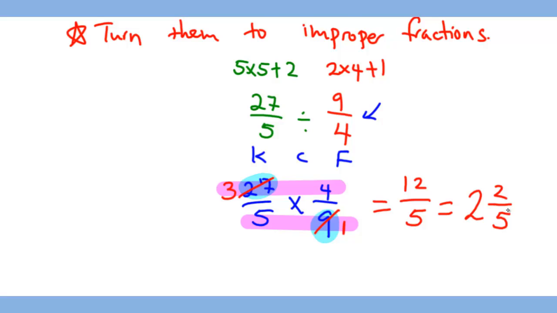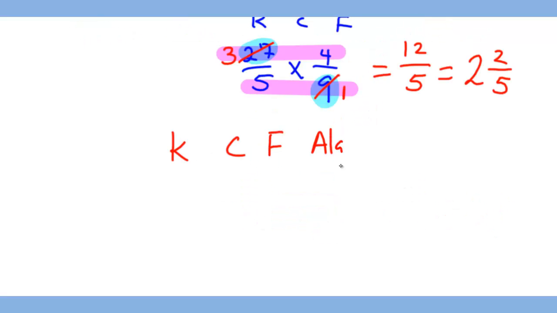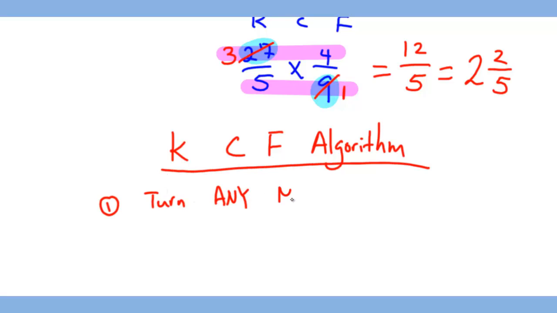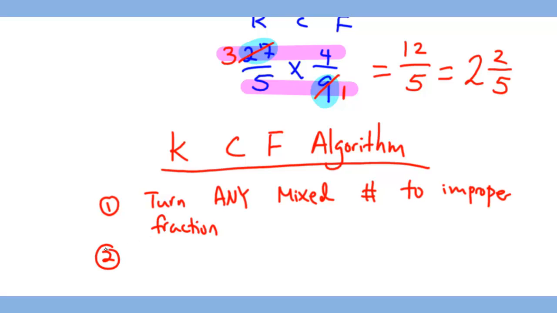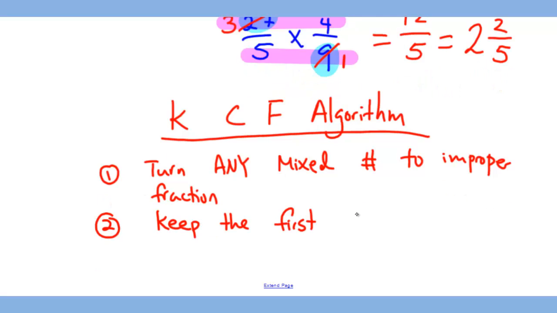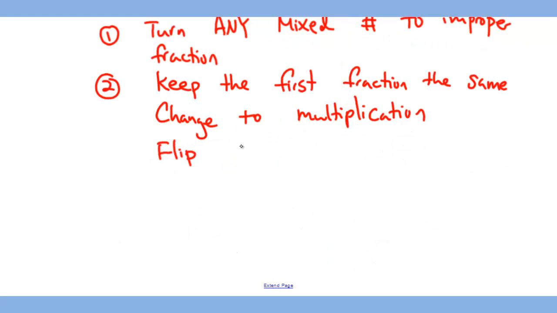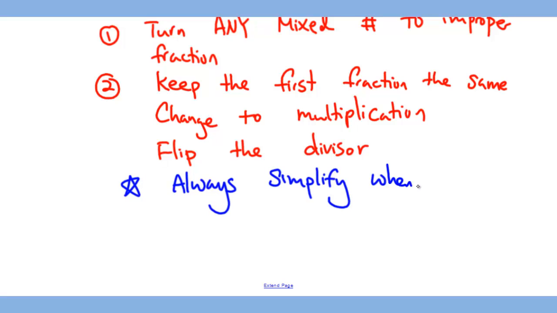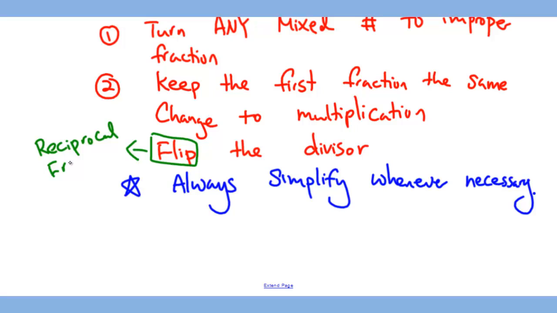And if you simplify that, this will give you 2 whole and 2/5 as your final answer. So to wrap this up, let's quickly write down what the KCF algorithm is. If you have a mixed number in your question, you should first turn that into an improper fraction. And then you keep the first fraction the same, change division into multiplication, and flip the divisor fraction. And of course, you should always simplify whenever necessary. Okay, once again, before I forget, flipping mathematically means finding the reciprocal of the fraction. That's it for the lesson.